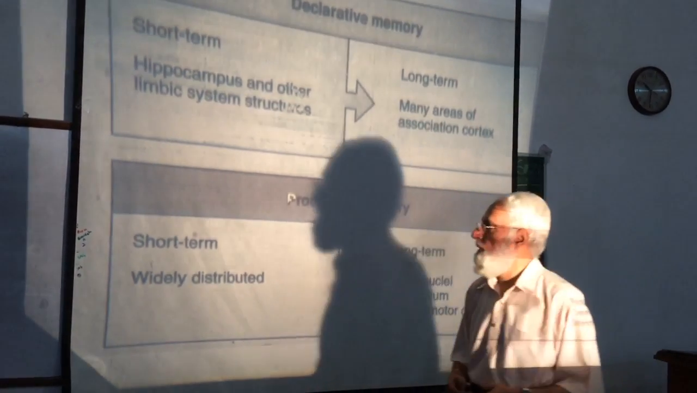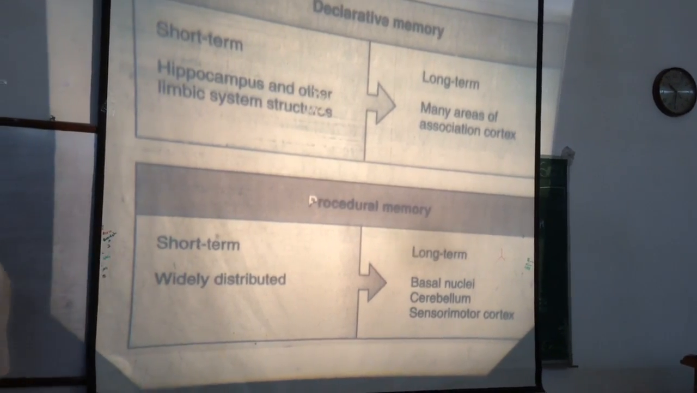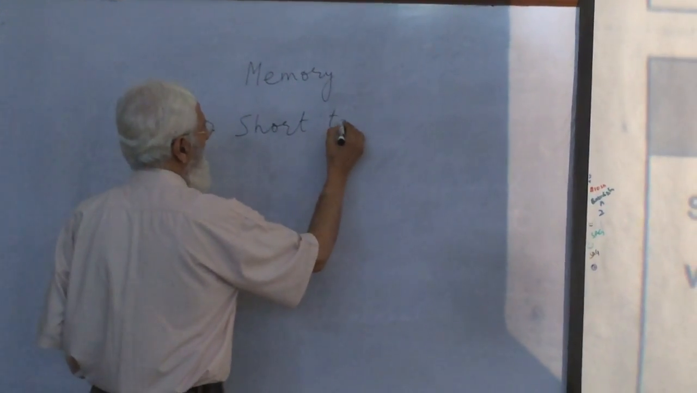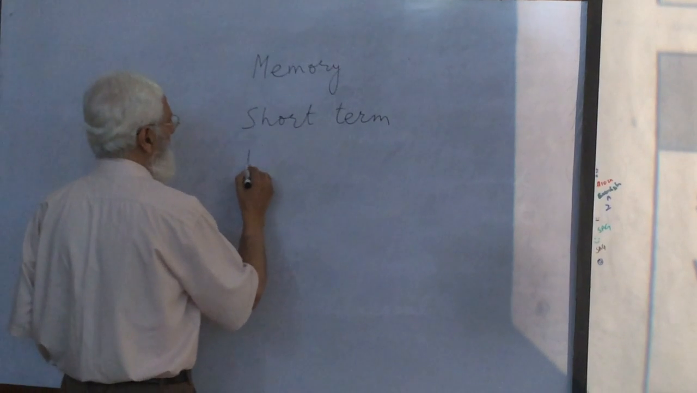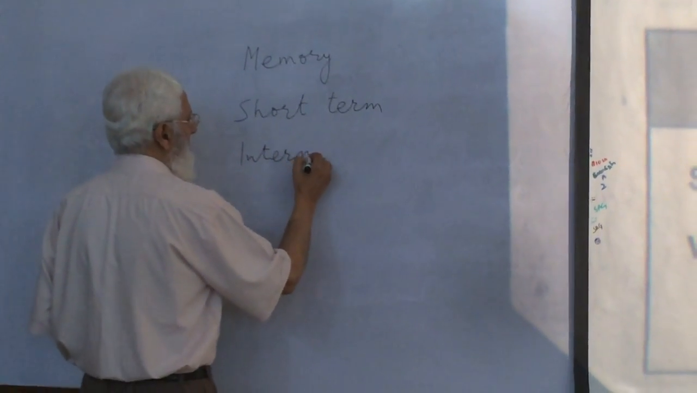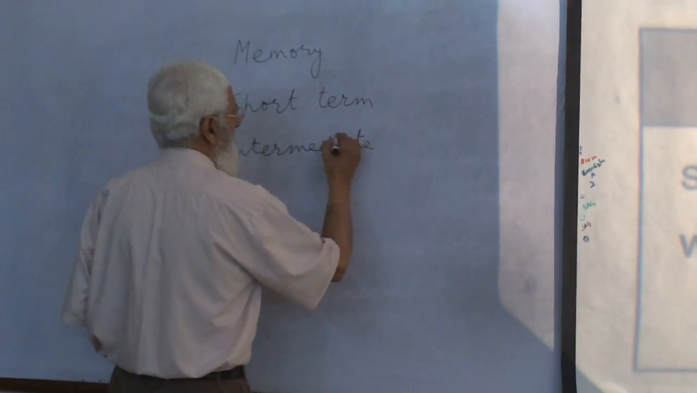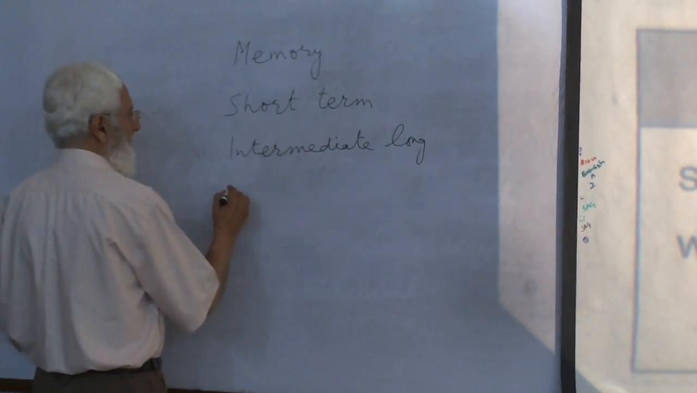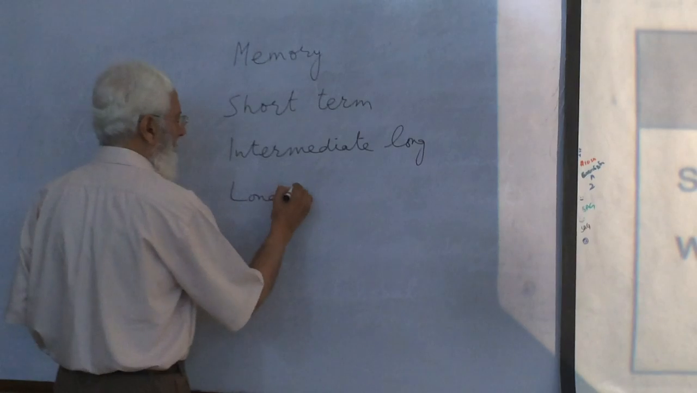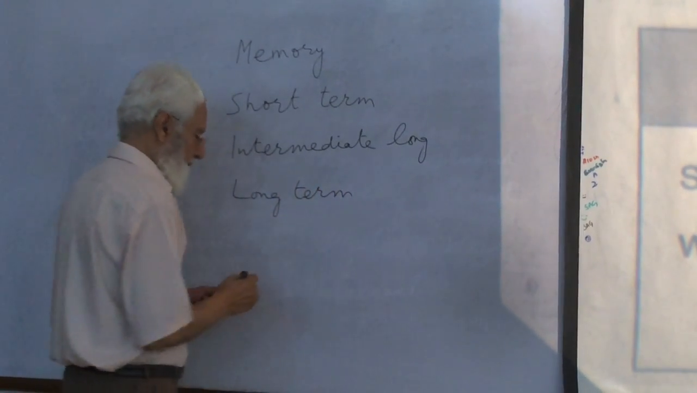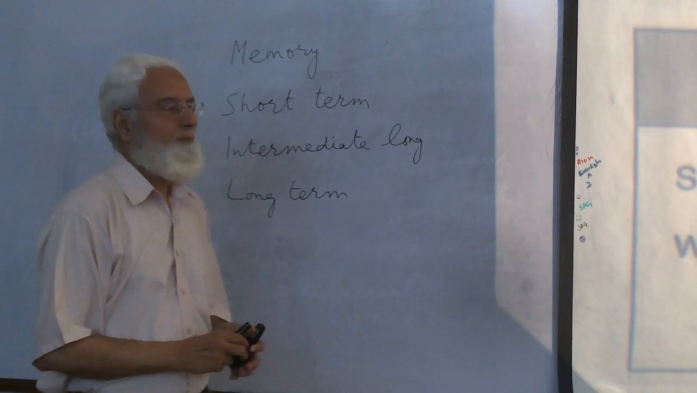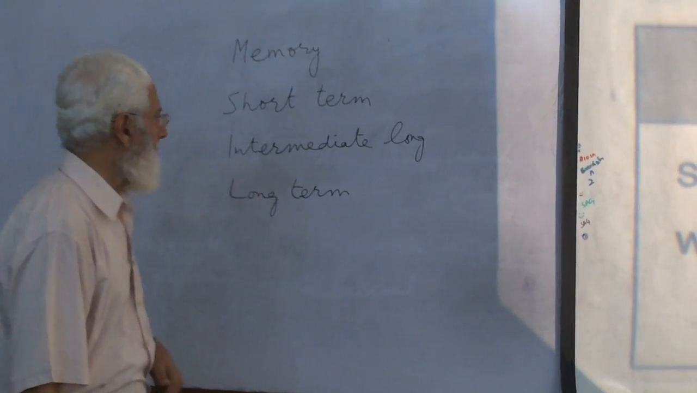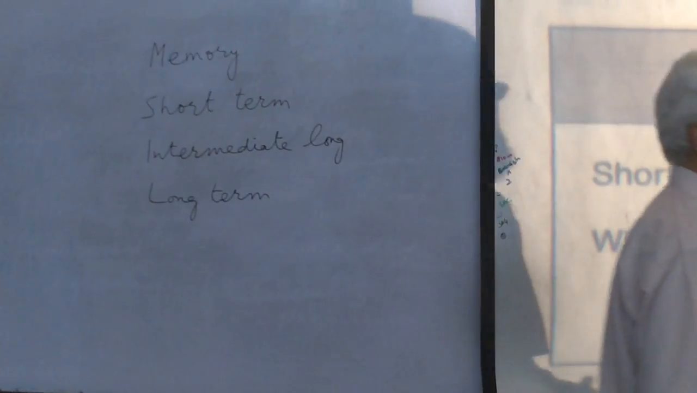memory is of three types: short-term memory, intermediate long-term memory, and then long-term memory. So these are the types of memory depending upon the duration.